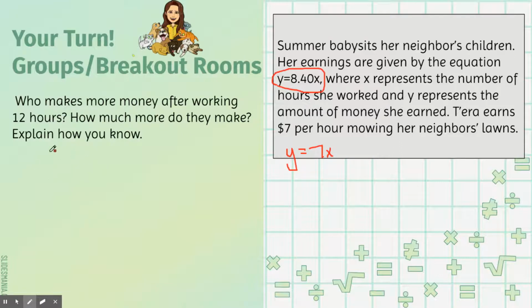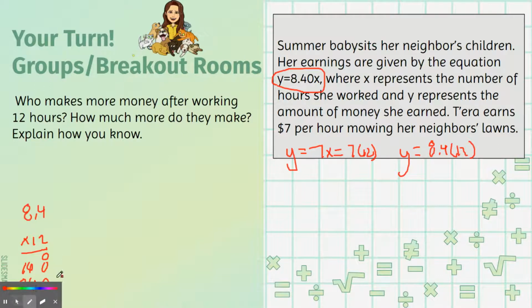So now let's figure out how much they both make at 12 hours. So I'm going to do y equals 8.4 times 12, and then I'm going to do 7 times 12. Okay? So I'm going to start by doing my 8.4 times 12 over here. 2 times 4 is 8. 2 times 8 is 16. Bring my 0 down. 1 times 4 is 4. 1 times 8 is 8.